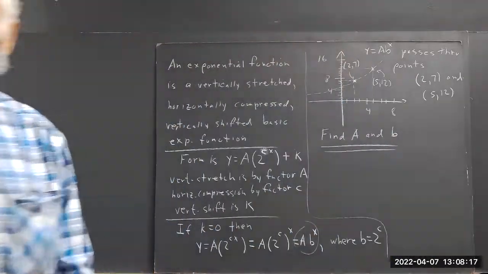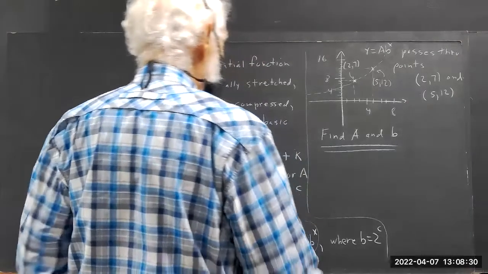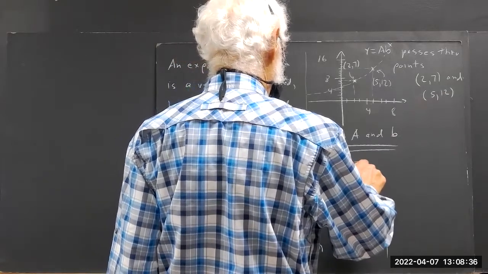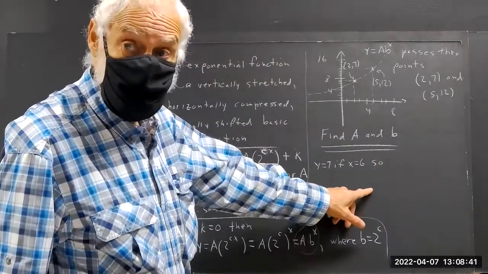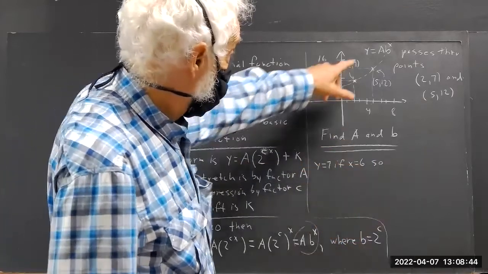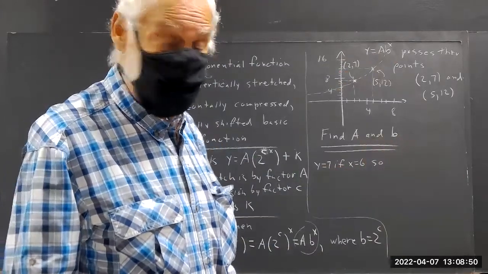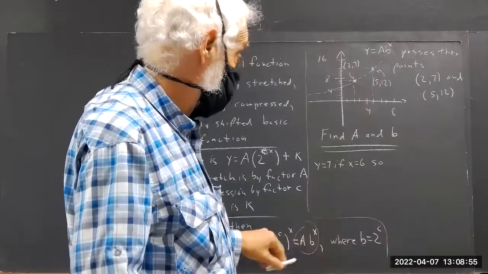We want to find a and b. How do we find a and b? We just write a couple of simultaneous equations to solve them. So y is 7 if x is 6. If I plug 6 and 7 into this form up here, y equals a b to the x, what do I get? Replace y by 7, replace x by 6. Write out the equation you get.